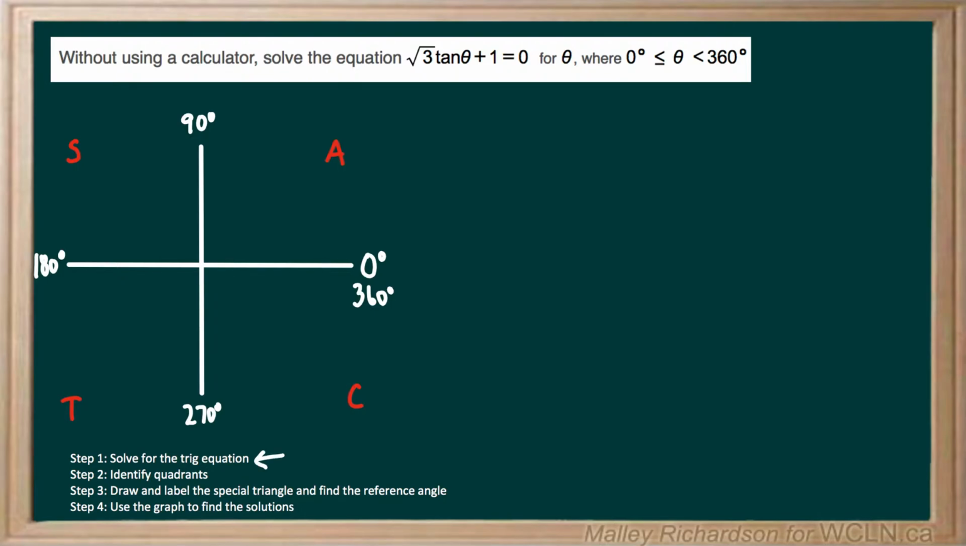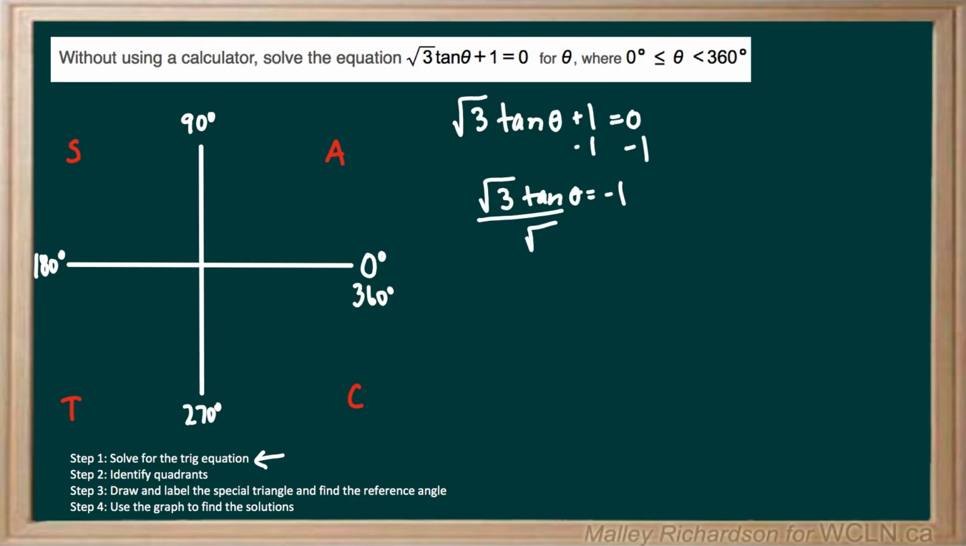trig equation. So in our question, we're given the equation root 3 tan theta plus 1 equals 0. But we want to isolate for tan theta. So first we subtract 1 from both sides, and we have root 3 tan theta equals negative 1. Now dividing both sides by root 3, we're left with tan theta equals negative 1 over root 3.